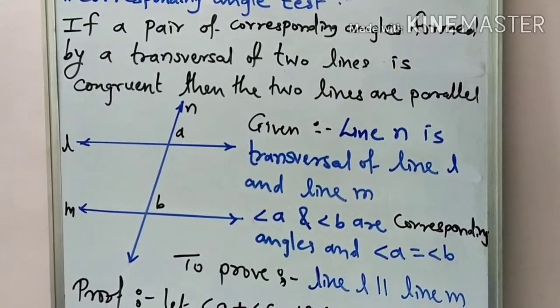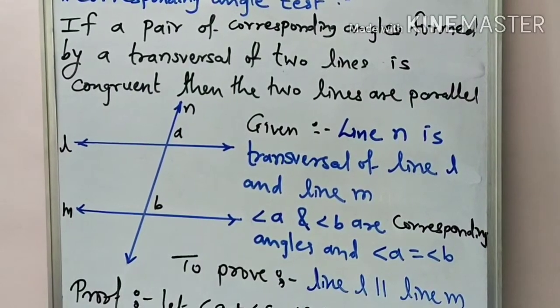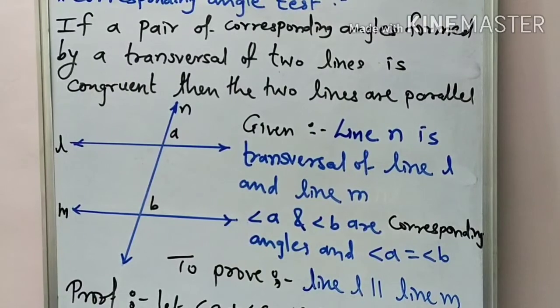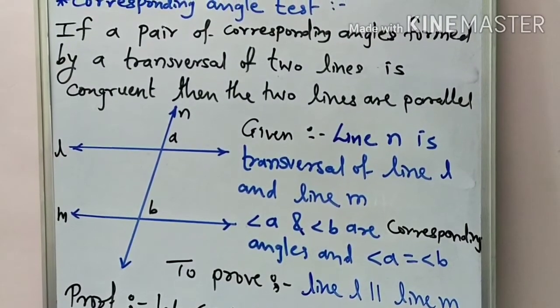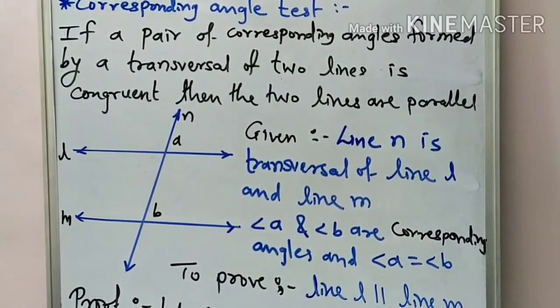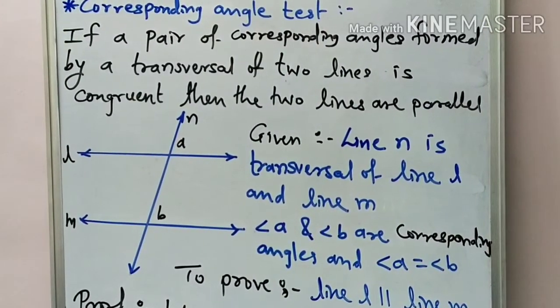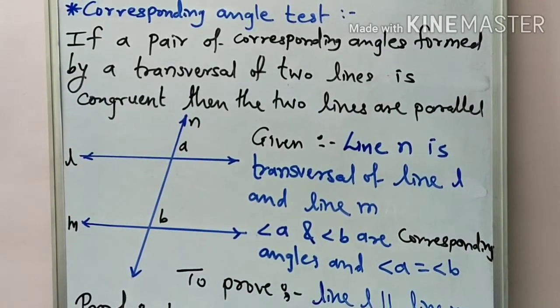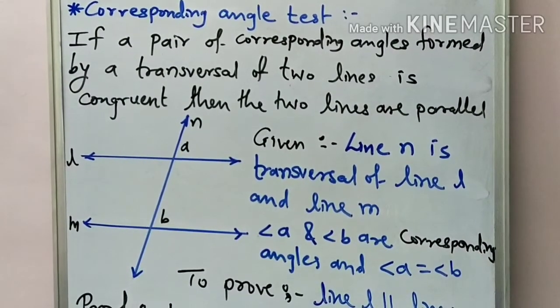So what we do here, students, again we use the interior angle test. We take one more angle here which is interior with either A or B, but for angle A it is not possible to take an interior angle, so we take one interior angle of angle B. Okay, so pay attention over here.